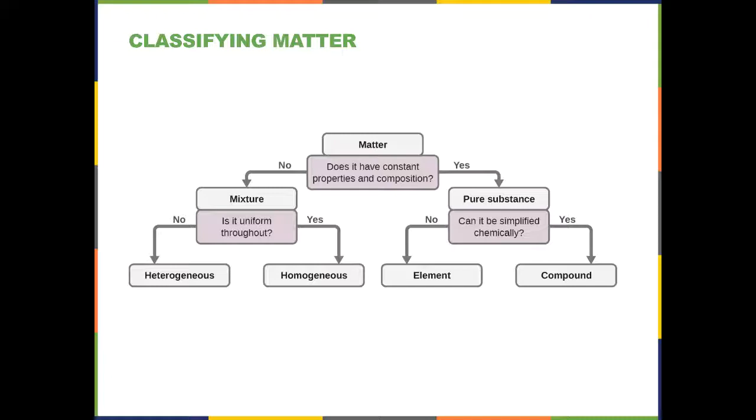If the answer to your first question, does it have constant properties and composition, is no, then it's a mixture. At which point you look and ask, is it uniform throughout? If the answer is yes, then it's a homogeneous mixture. If the answer is no, then it's a heterogeneous mixture.